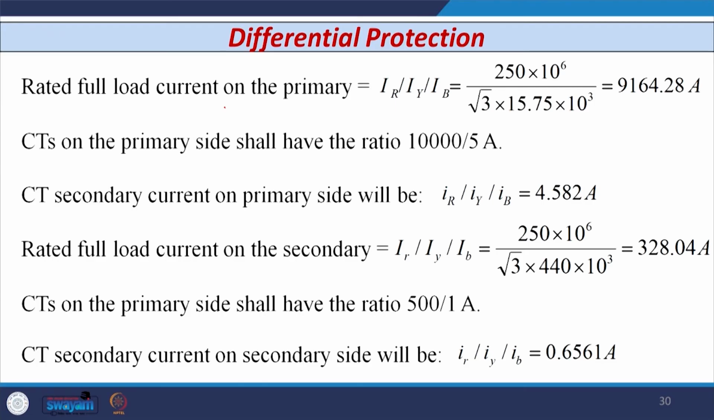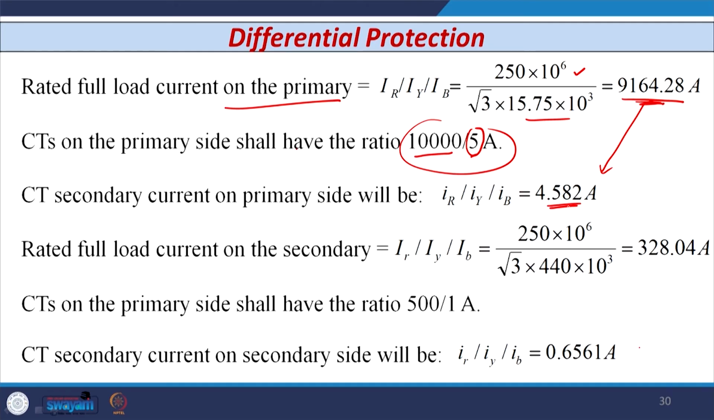In this case, let us first find out the full load current of the transformer on the primary side. The rating is 250 into 10 raised to 6 by root 3 into 15.75 kV. So the current comes out to be 9164 ampere. So I select 10,000 ampere by 5 ampere. I have selected 5 ampere CT secondary because this current is more than 1000 ampere. If I use this CT ratio and transfer this current to the secondary side, then the current comes out to be 4.582 ampere. So, 9164.28 multiplied by 5 divided by 10,000 gives 4.582.